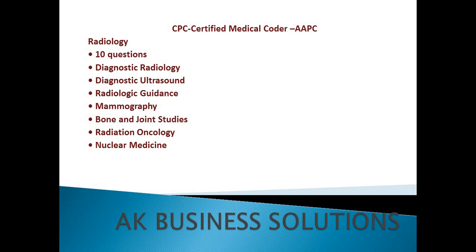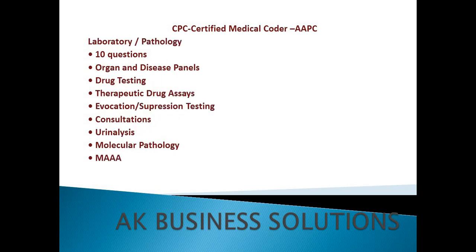So the 7 series codes is the radiology series, and the 10 marks are allocated in the CPC certification exam for this radiology series. Again, this is also very easy. Next is laboratory and pathology. 10 questions are on this lab and pathology coding. It includes all the blood tests, drug tests, panel tests, urine analysis, and the molecular pathology testing. All this comes under laboratory and pathology coding, and the 10 marks are allocated in the CPC certification exam.